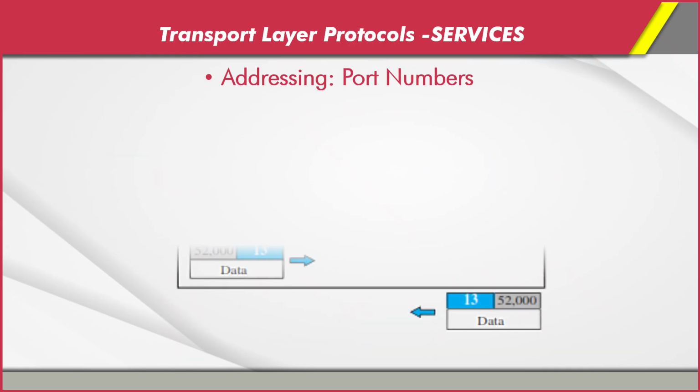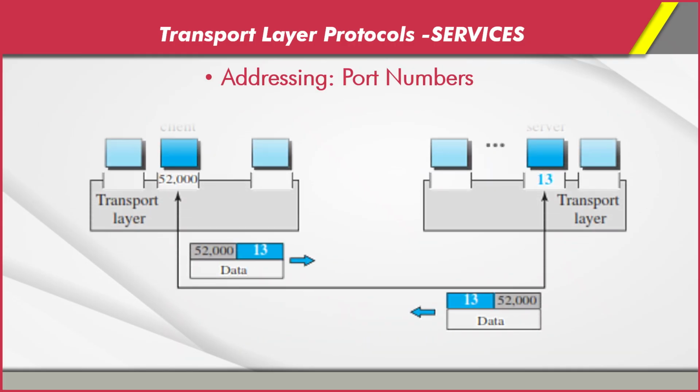This addressing through port numbers is very important. To define the process, we need a second identifier called a port number. In the TCP/IP protocol suite, the port numbers are integers between 0 and 65,535, that is, totally 16 bits.